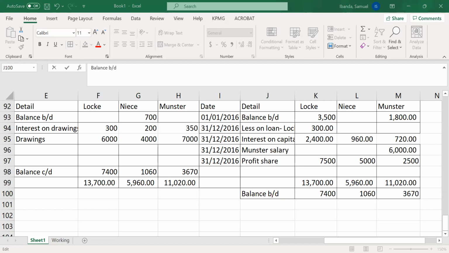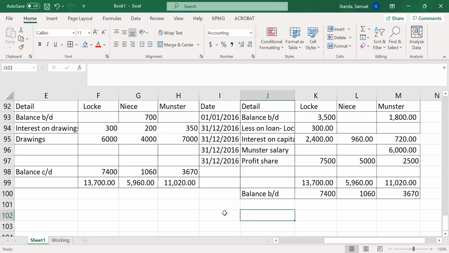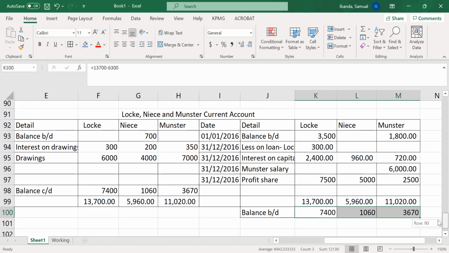So friends, that is how we would approach that question. And I do hope that you've gotten something from today. And in case you have any question, this question asked us to redraw our statement of financial position. These will be the values that we take in our current account balance, the one that we shall show in our statement of financial position.